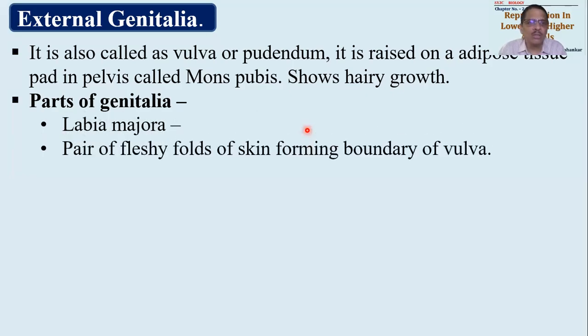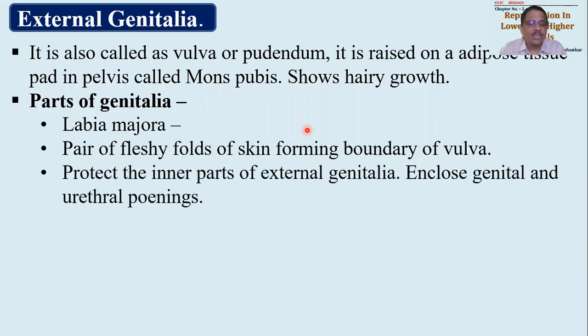Labia majora are nothing but the pair of fleshy folds of skin forming boundary of vulva. Vulva जो है external genitalia जो उसकी boundary बनाएंगे. They will protect the inner parts of external genitalia of female when not in use. Okay, so they will enclose genital and urethral opening and will keep it safe when not in use.